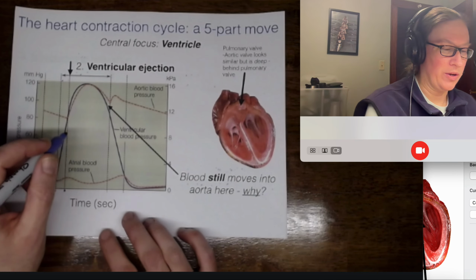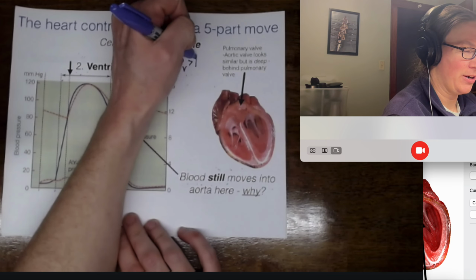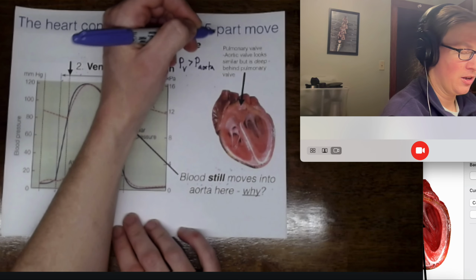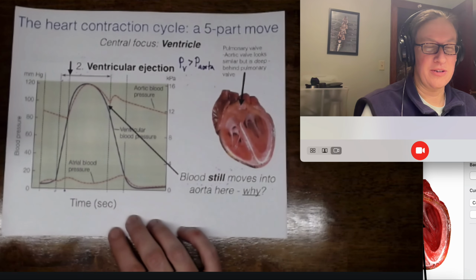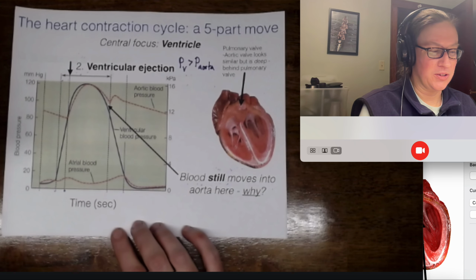So at this point, once pressure in the ventricle, so let's say pressure in the ventricle is greater than pressure in the aorta, right? That means now there's a pressure gradient, so it's possible for blood to start flowing. So blood is going to move from the ventricle into the aorta.